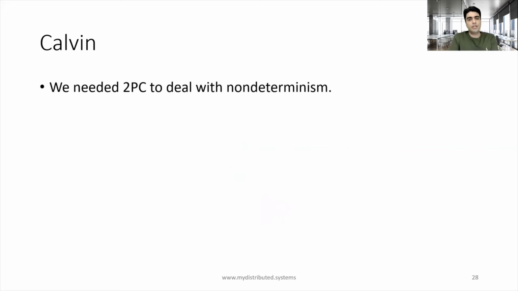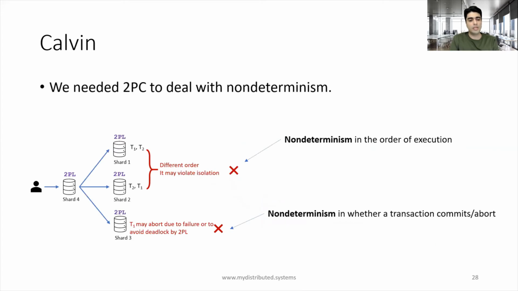So remember, we needed 2PC to deal with the non-determinism of 2PL, right? Remember, we said if we just run 2PL without 2PC, it is possible that 2PL runs transactions in a different order on different shards, or it may even abort some transaction in some shard but commit the transaction in the other shard. So we had some non-determinism in the 2PL algorithm, and we needed to combine 2PL with 2PC to prevent that non-determinism.